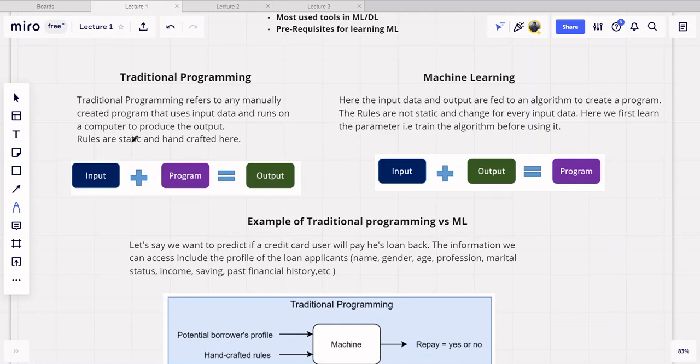So what we'll do is we'll give the machine the data, and we'll say to the machine, this is the data and I want you to learn from this data, and whenever I tell you, I want you to predict exactly if a credit card user will repay his loan or not. Okay, so here we are not handcrafting the rules ourselves, so yeah, keep this thing in mind.